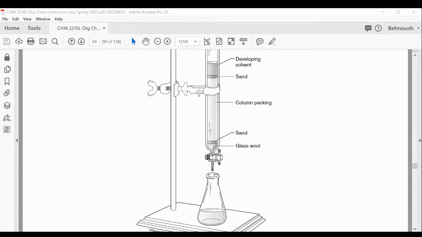There is a layer of sand on top of the column packing. And could you tell me the purpose of the sand on top? This sand here. What's the purpose of the sand on top of the column packing?